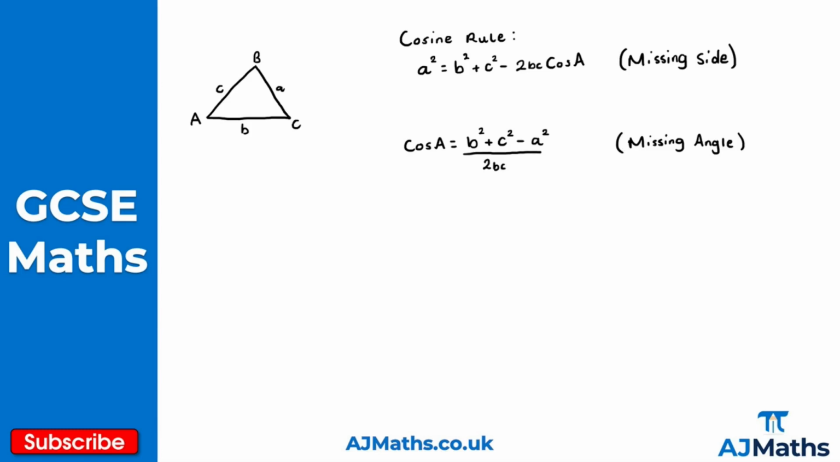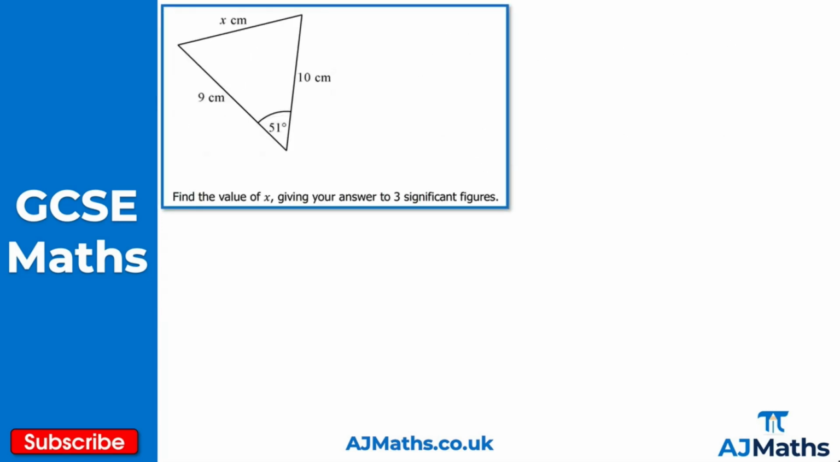So let's just take a look now at a couple of practice questions for the cosine rule. Taking a look at question 1, we're being given this triangle, and we have to find the value of x, giving our answer to 3 significant figures. So here we're looking for a missing side length. We need to make sure that we use the correct version of the cosine rule. Let's just write this down to begin with.